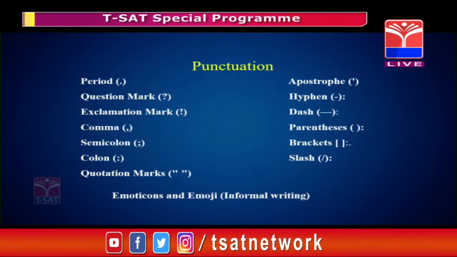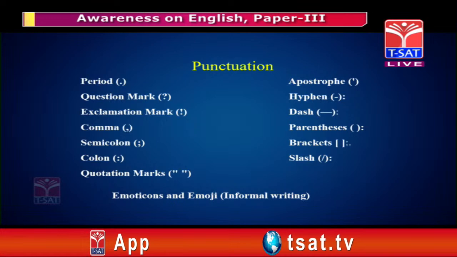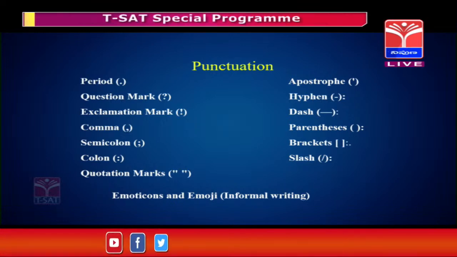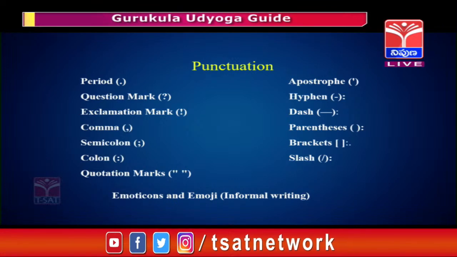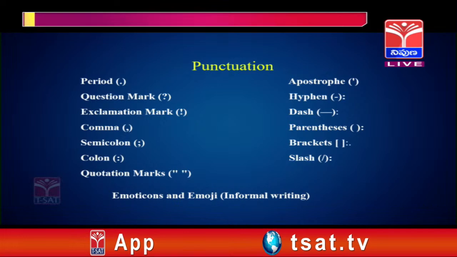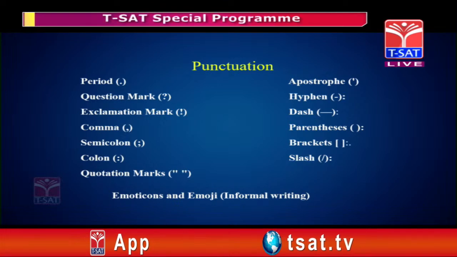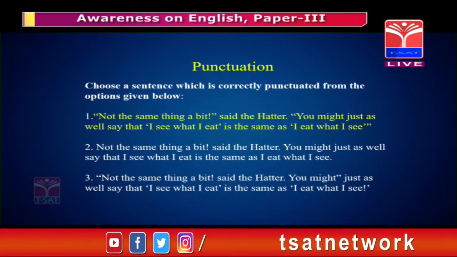The other major component here is punctuation. This also carries 5 marks. So all these we know. We have various kinds of punctuation: period, question mark, exclamation mark, comma, semicolon, colon, apostrophe, hyphen, dash, parenthesis, brackets, and slash. All these are punctuation. In recent times emoticons and emojis are also added, but this comes under informal language.